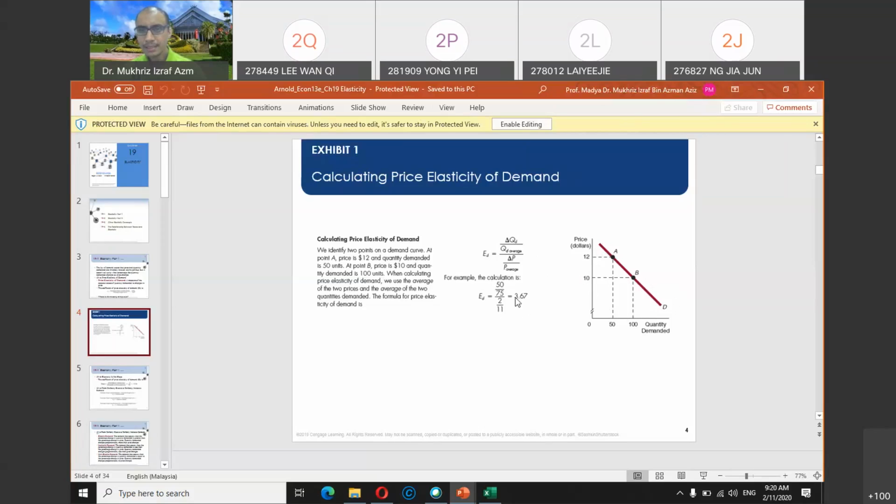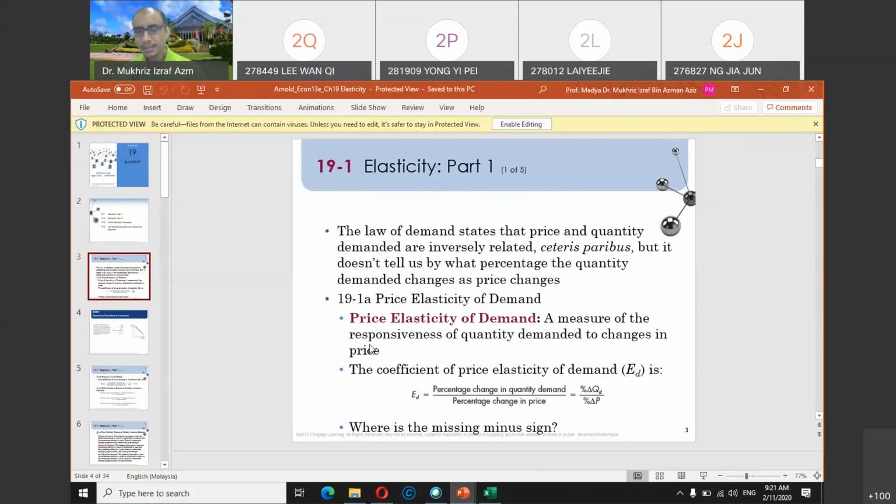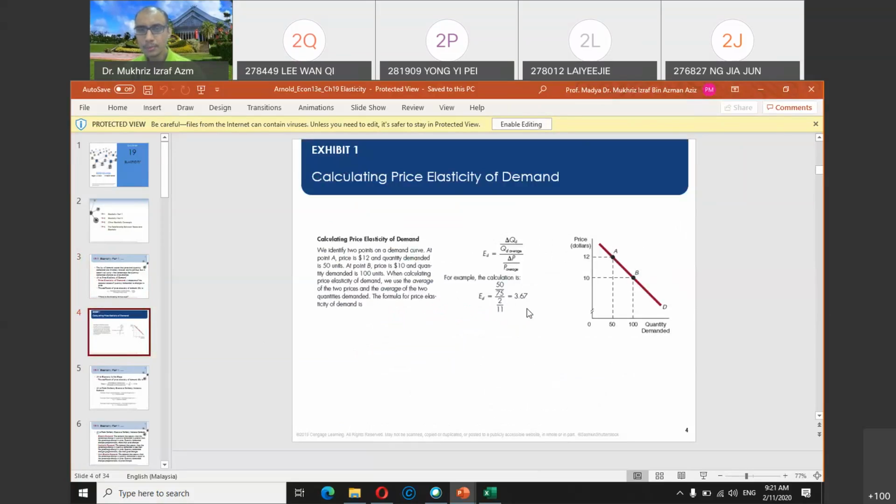Okay, that negative sign is only to show that your demand function or the demand curve is downward sloping. So when you want to interpret whether the demand is elastic or not elastic, we want to ignore the negative symbol, because we do not want to get confused with negative and positive under elasticity of supply. So we are only interested in the absolute value. The negative symbol is not taken into account when you interpret the value of elasticity of demand. We are only interested in the final value, not the negative sign.